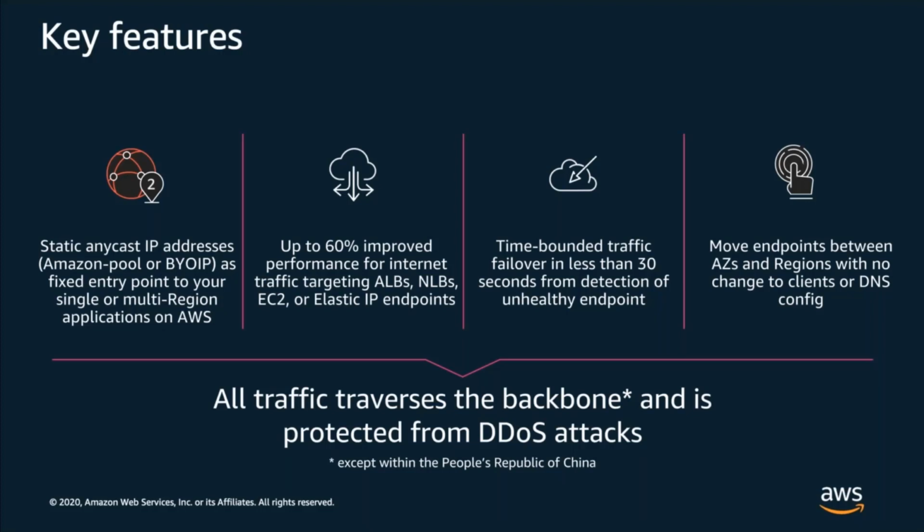And the fourth benefit is that by offering static IPs, you really get to be able to add or remove endpoints in different availability zones and regions with no change to your client configuration or DNS configuration. All the traffic goes over the Amazon network, the backbone, and is protected from DDoS attacks by AWS Shield.